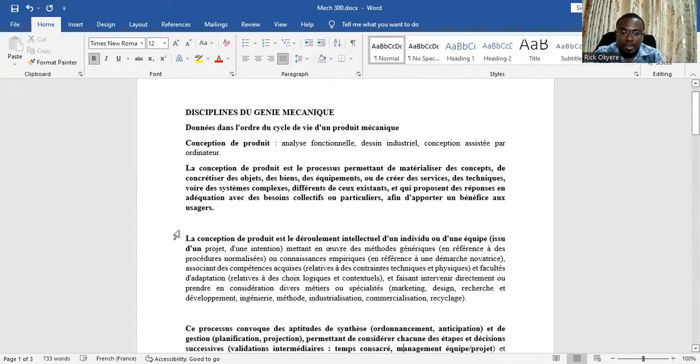Okay, and then d'un projet, d'une intention, mettant en œuvre des méthodes génériques, ou connaissances empiriques, en référence d'une démarche novatrice. If you want to create a new idea, you have to make it possible by applying certain methods and certain empirical methods to create that product. So what you need to know here is that la conception d'un produit mécanique est un déroulement intellectuel d'un individu ou bien d'une équipe.